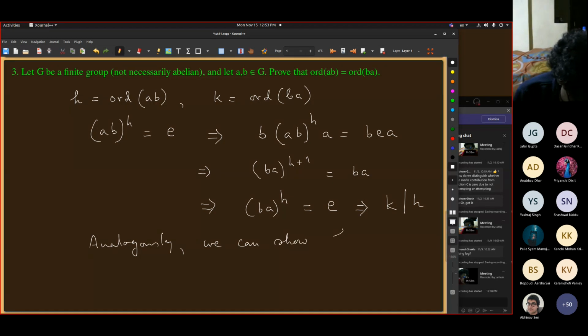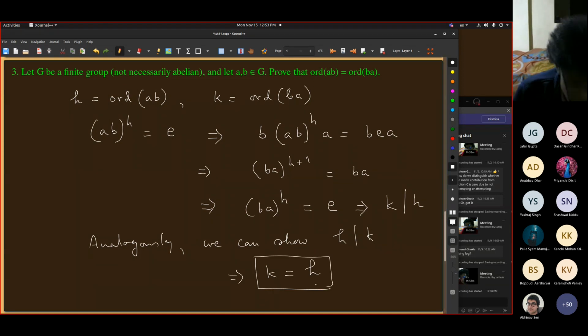that H divides K. For that, you raise this BA whole to the power K and do a similar thing: pre-multiply by A, post-multiply by B, and so on. So H is a multiple of K, K is a multiple of H, so this implies they have to be equal because they are both positive.